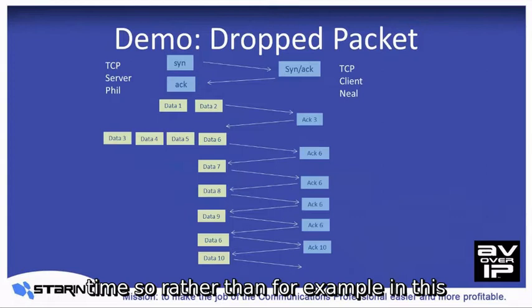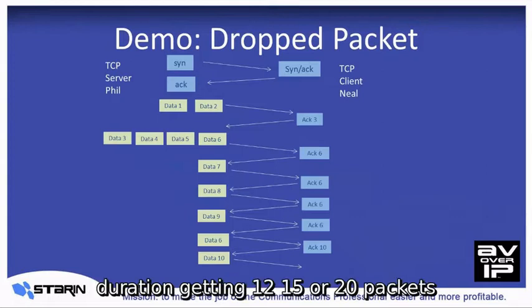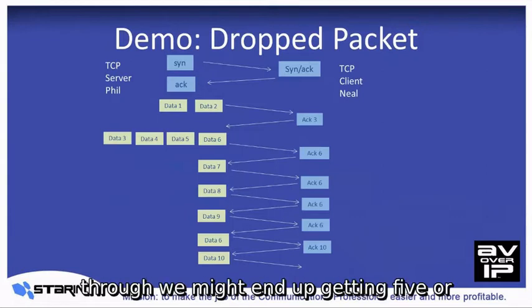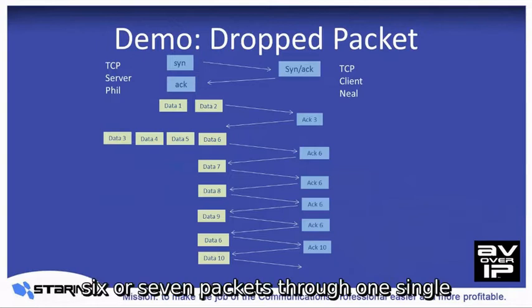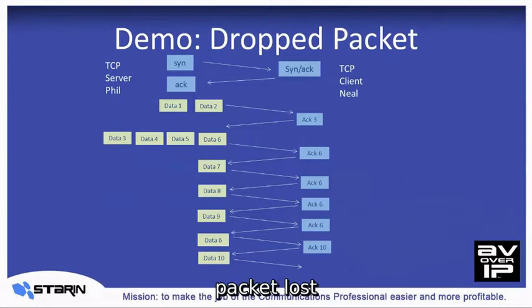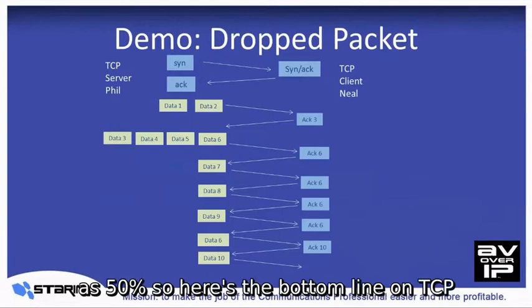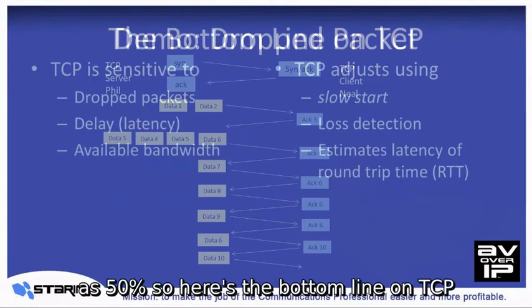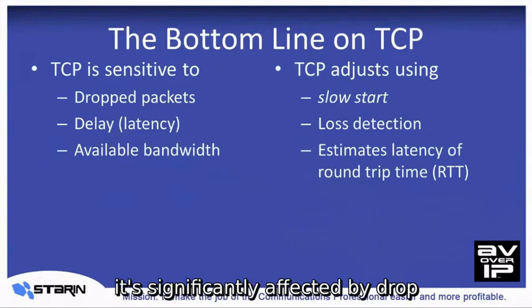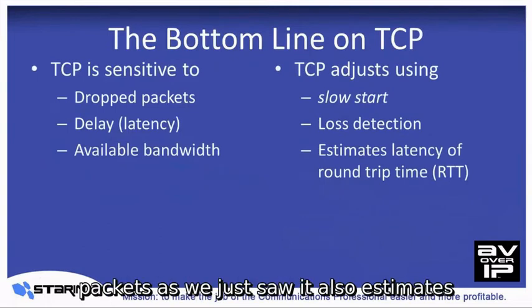So rather than, for example, in this duration, getting 12, 15, or 20 packets through, we might end up getting 5 or 6 or 7 packets through. One single packet lost could cut our throughput rate by as high as 50%. So here's the bottom line on TCP. It's significantly affected by dropped packets, as we just saw.